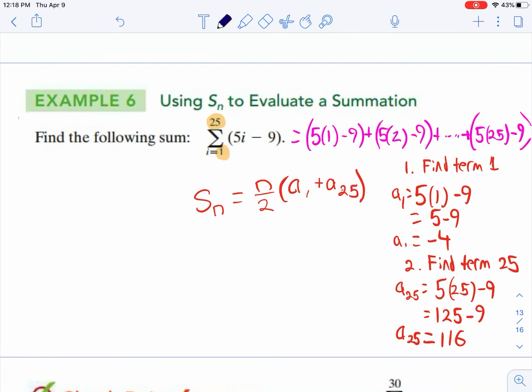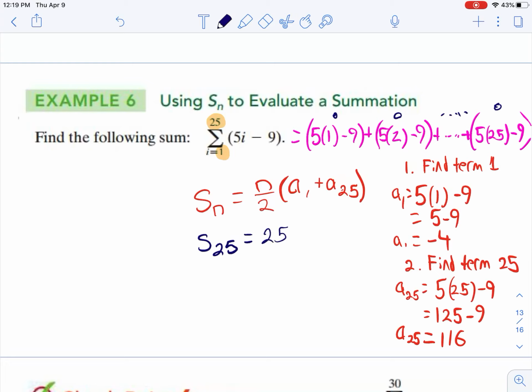We know how many terms are in this: there's 25 terms. So we're going to plug this directly in. The sum from 1 all the way to 25, we're going to add 1, 2, all the way to 25. So this number might be big. We're going to have 25 divided by 2 times negative 4 plus 116. And when we do this, we're going to get S of 25 equals 25 divided by 2, and then over here we're going to have 112.